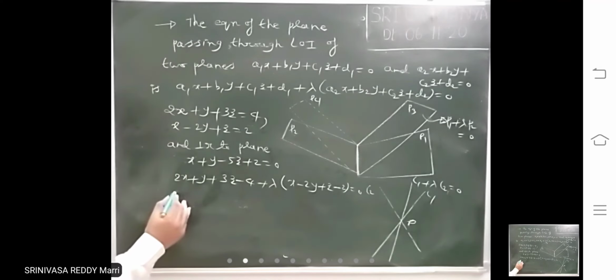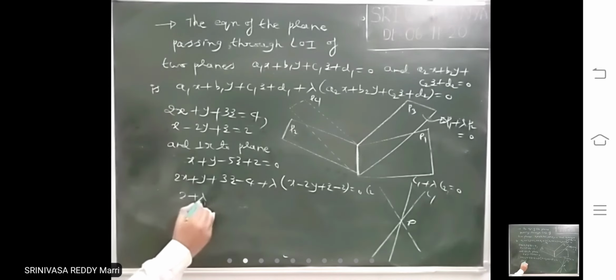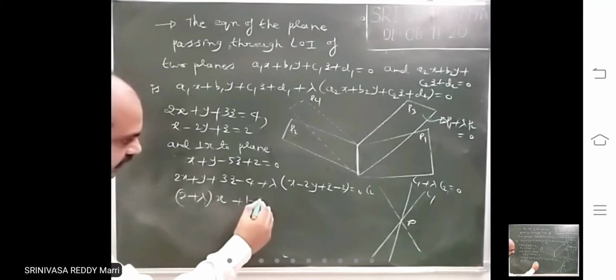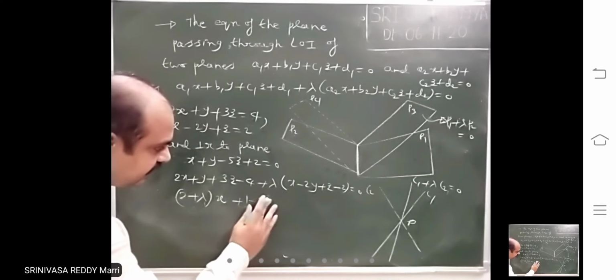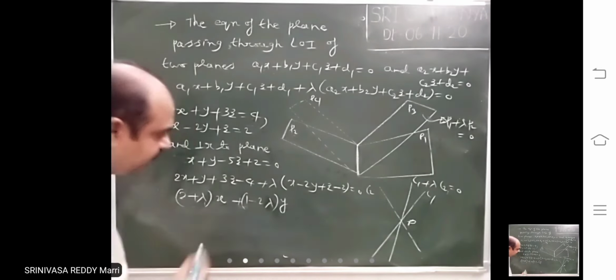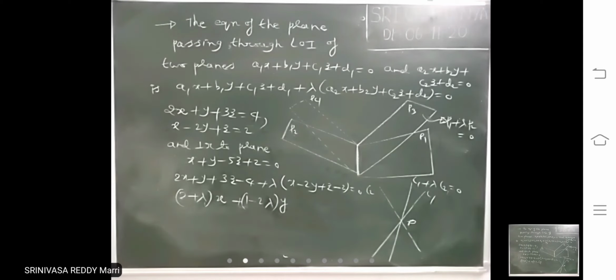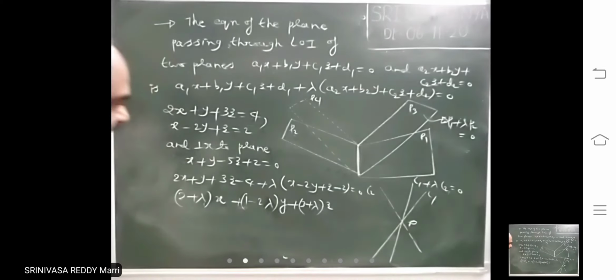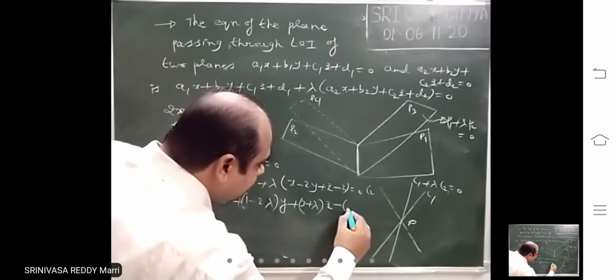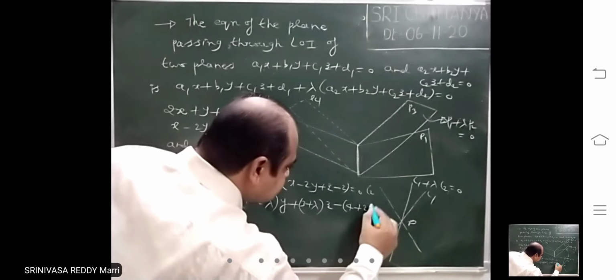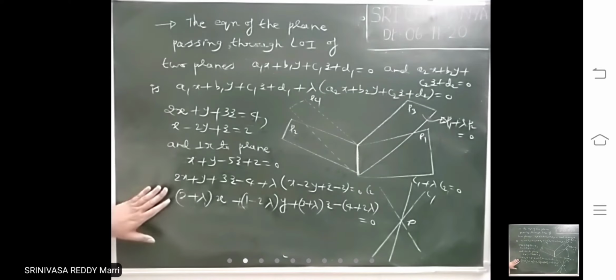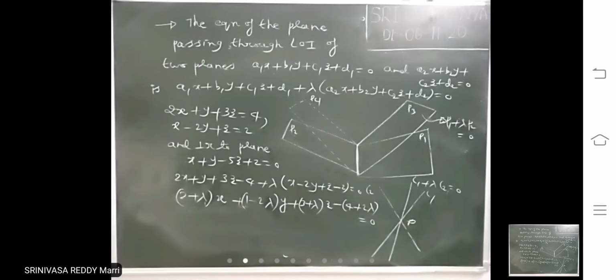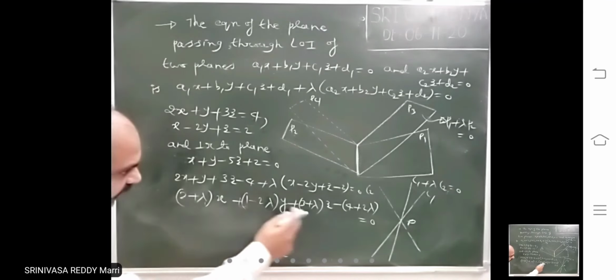In standard form you write (2 + lambda)x + (1 - 2 lambda)y + (3 + lambda)z - (4 + 2 lambda) = 0. This is the required plane. For finding this plane, you must calculate lambda.